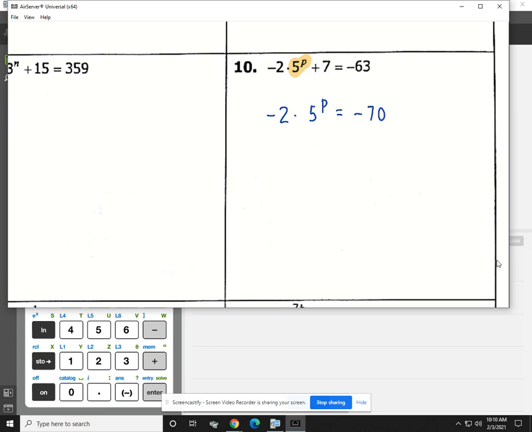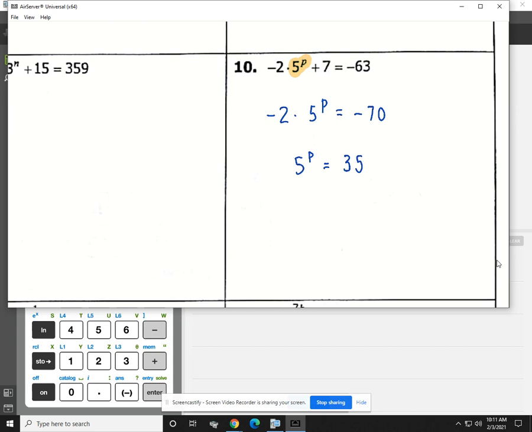Negative 7. Now we move this multiplication by doing what? Add 2? No, not add it, because look, what is negative 2 doing to 5 to the p power? It's multiplying, right? So how do I tear it away? Divide. You divide by negative 2. So what's negative 70 divided by negative 2? 35.